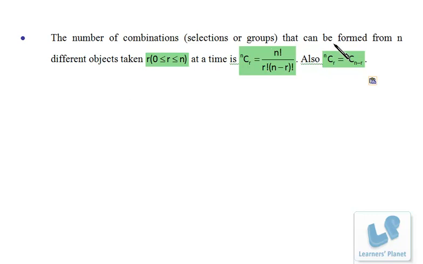Now, the number of combinations that can be formed from n different objects taken r at a time is nCr, that is n factorial by r factorial n minus r factorial, right? Suppose you have 5 friends and out of these 5 friends you wish to choose 2 friends, right? So you have to go this way, that is 5C2, right?